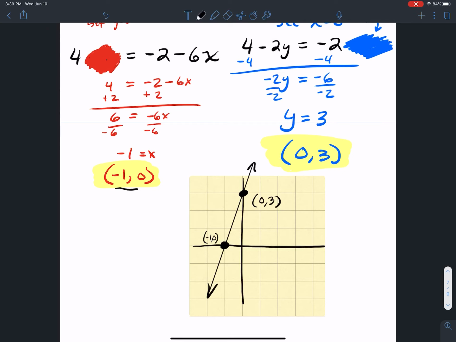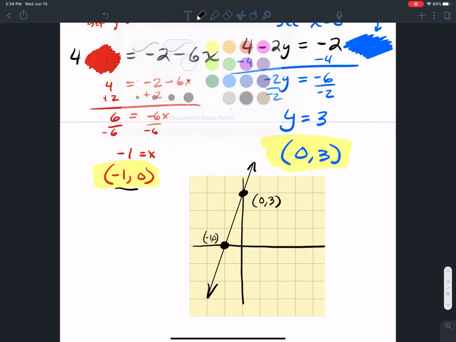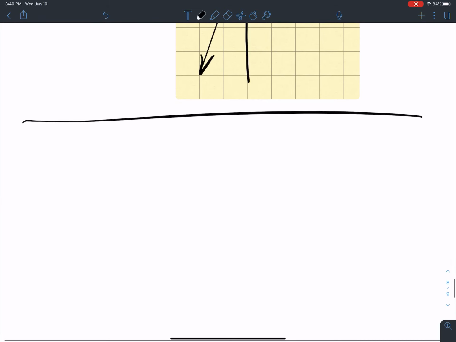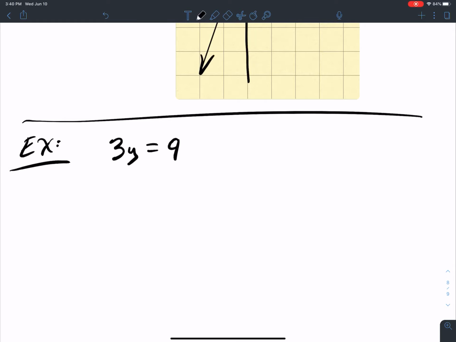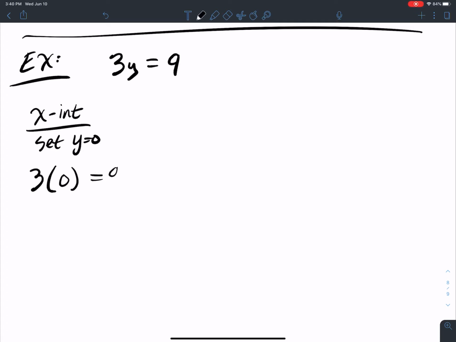Now let's try another one. Example: 3y equals 9. X-intercept: I set y equal to 0. So everywhere I see a y, I put a 0, so it becomes 3 times 0 equals 9. So 0 equals 9. Huh.